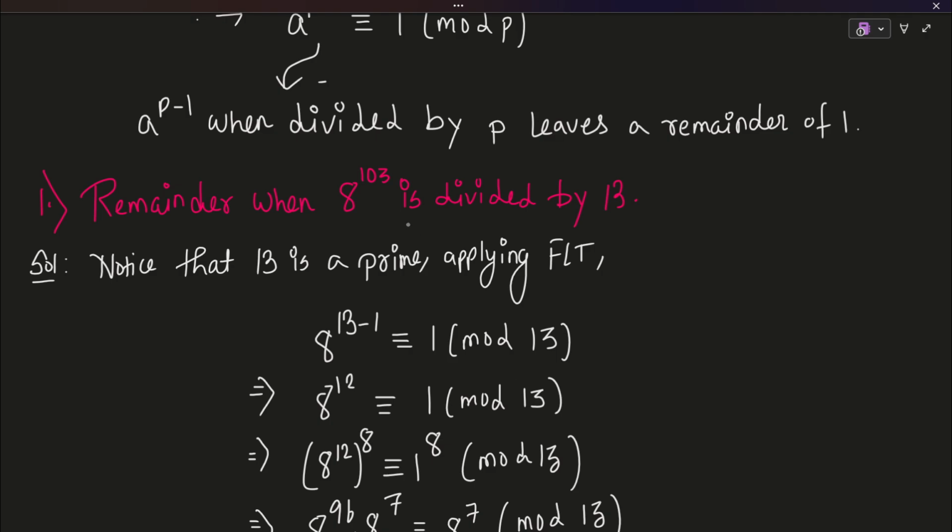Now, the approach is you need to go as near as possible to 8 to the power 103. How can you do it? You can do it using exponentiation. You notice that there is a 1 on the other side.